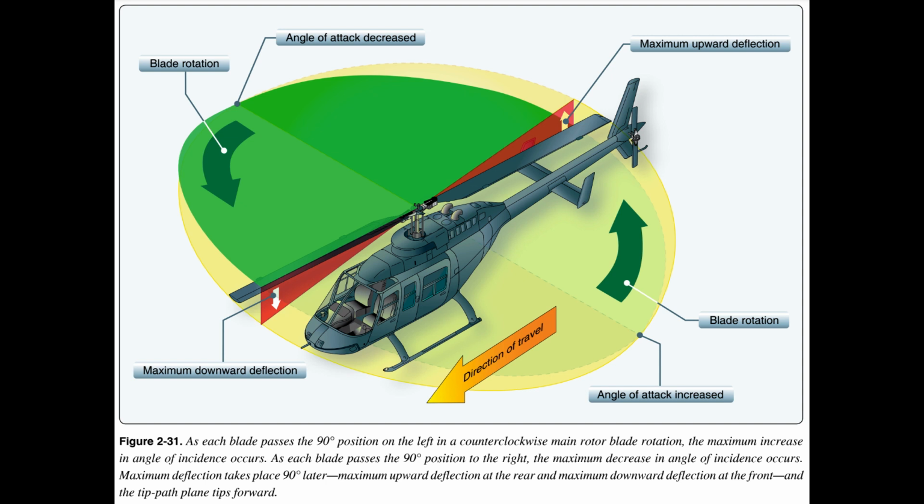The retreating blade angle of incidence is increased, and the advancing blade angle of incidence is decreased, resulting in a tipping forward of the tip path plane, since maximum deflection takes place 90 degrees later when the blades are at the rear and front, respectively. In a rotor disc using three or more blades, the movement of the cyclic pitch control changes the angle of incidence of each blade in appropriate amount so that the end result is the same.